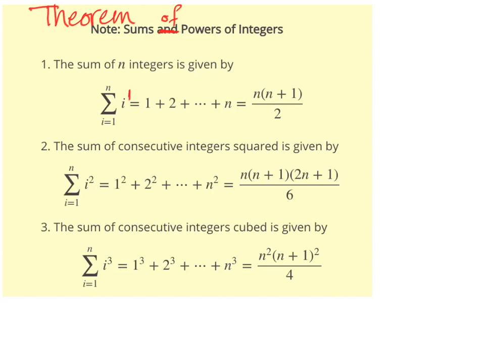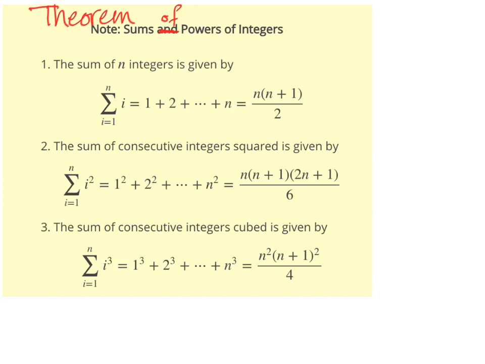It doesn't have to be a 1 there. And then the second one is the sum as i goes from 1 to n of i to the 2. And the third one is the sum as i goes from 1 to n of i to the 3. So these are sums of powers of the integers i as i goes from 1 to n.